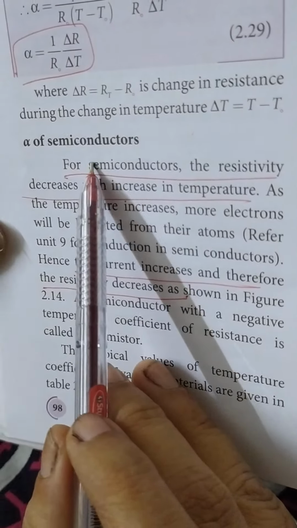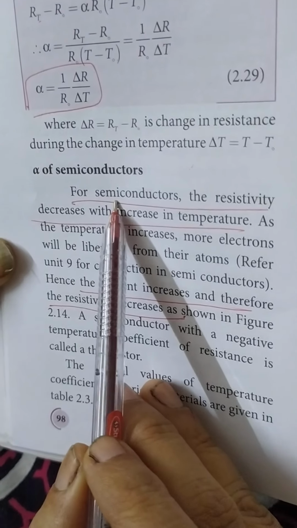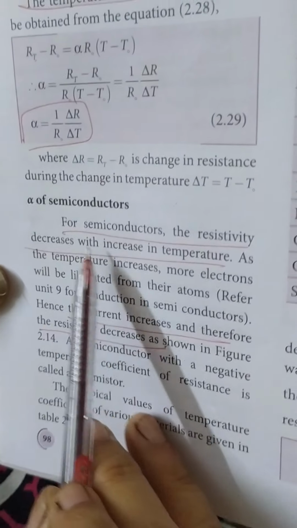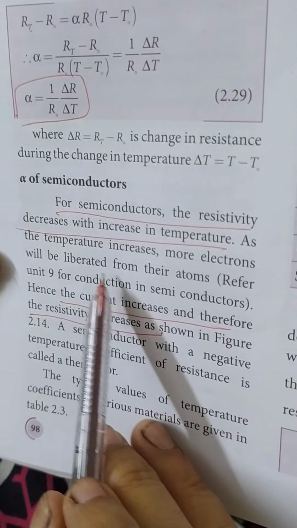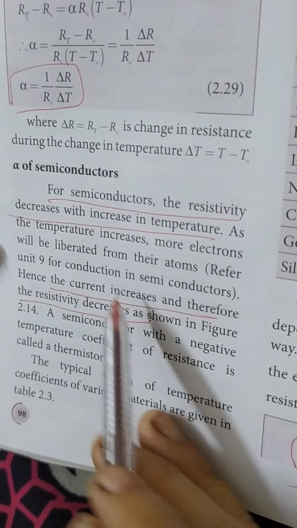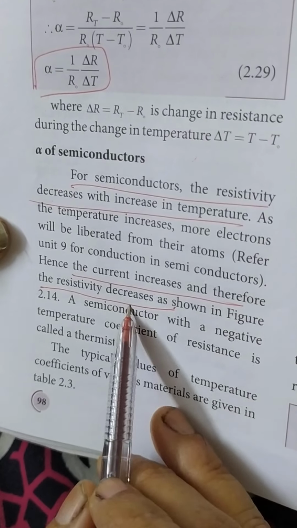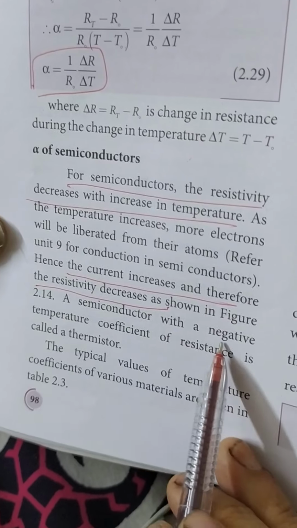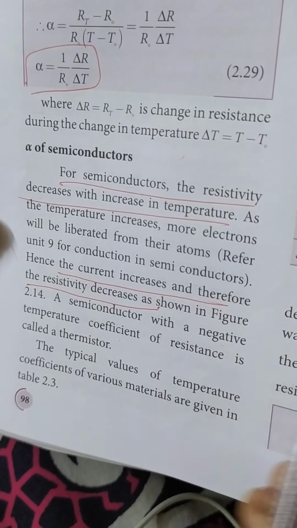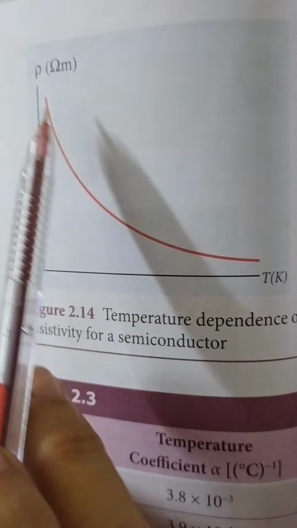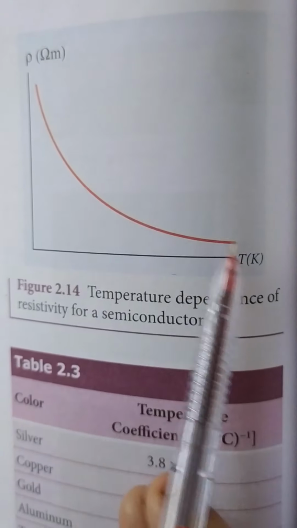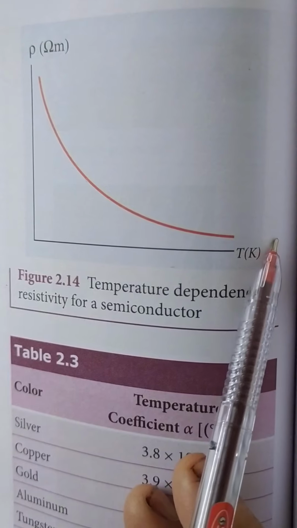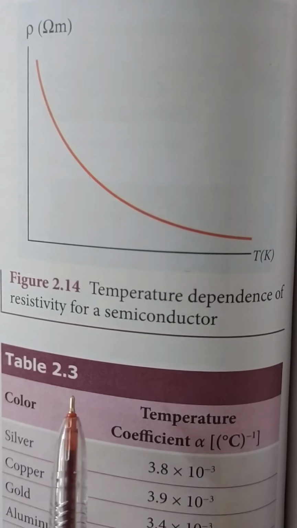Next, alpha for semiconductors. Alpha is usually negative for semiconductors, because for semiconductors the resistivity decreases with increase in temperature. When the temperature increases, more electrons will be liberated, and so the conduction is more. So current increases, and therefore the resistivity decreases. So a semiconductor will have a negative temperature coefficient of resistance. And when you see the graph between temperature and resistivity, you will have a line like this, where when the temperature increases, the resistivity slowly decreases. So this is the difference between conductor and semiconductor.